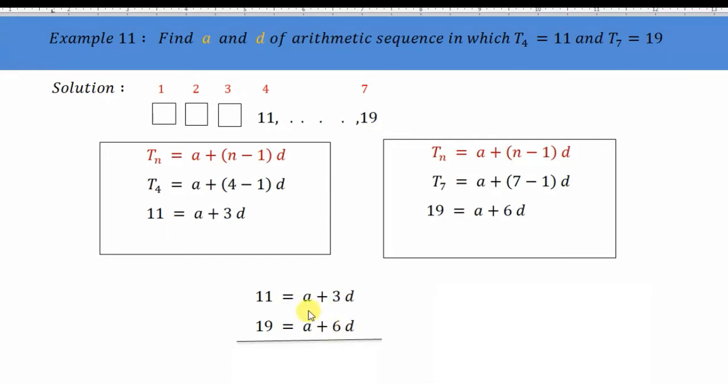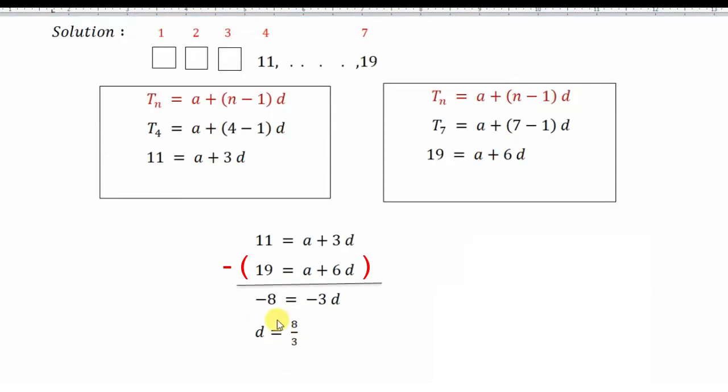I'm taking like this. So now if I multiply a negative sign throughout this equation, what I can do is cancel the positive A with the negative A. So I'll cancel this positive A with the negative A, and what I'll get is 11 minus 19 will be minus 8, and positive 3D, negative 6D will be negative 3D. Negative negative cancel, D is equals to 8 by 3. So I found the common difference. The common difference of the sequence will be 8 by 3.